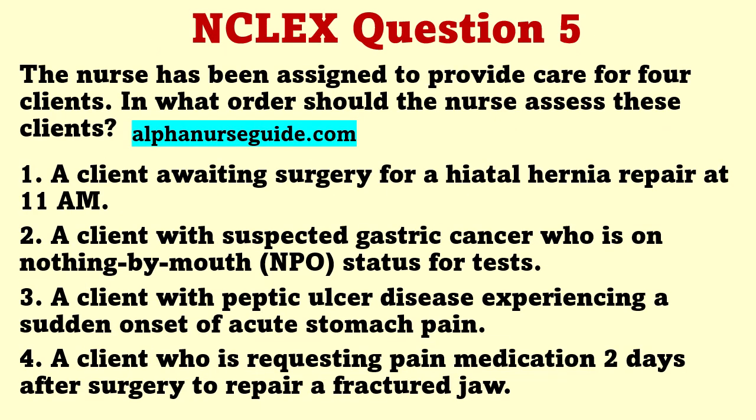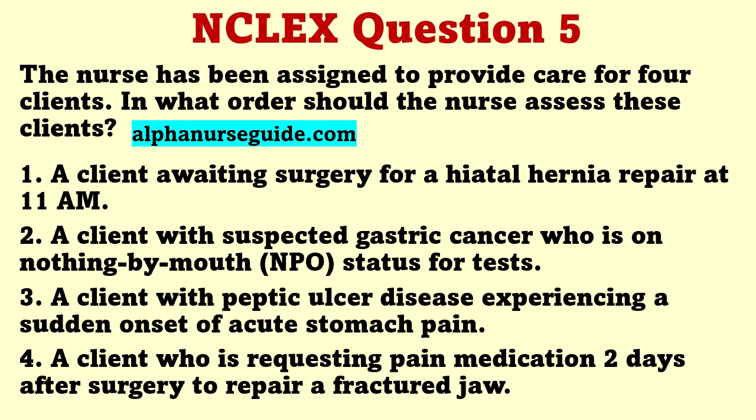The nurse has been assigned to provide care for 4 clients. In what order should the nurse assess these clients? 1. A client awaiting surgery for a hiatal hernia repair at 11 a.m. 2. A client with suspected gastric cancer who is on nothing by mouth status for tests. 3. A client with peptic ulcer disease experiencing a sudden onset of acute stomach pain. 4. A client who is requesting pain medication 2 days after surgery to repair a fractured jaw.